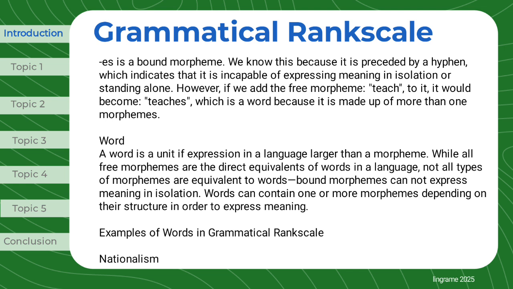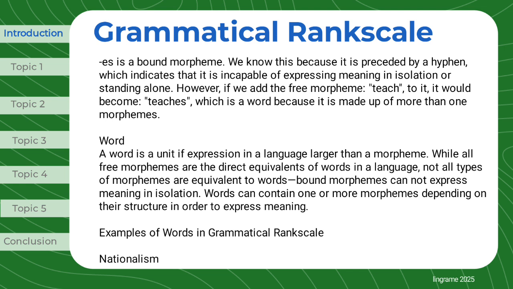Word. A word is a unitive expression in a language larger than a morpheme. While all free morphemes are the direct equivalents of words in a language, not all types of morphemes are equivalent to words. Bound morphemes cannot express meaning in isolation. Words can contain one or more morphemes depending on their structure in order to express meaning.